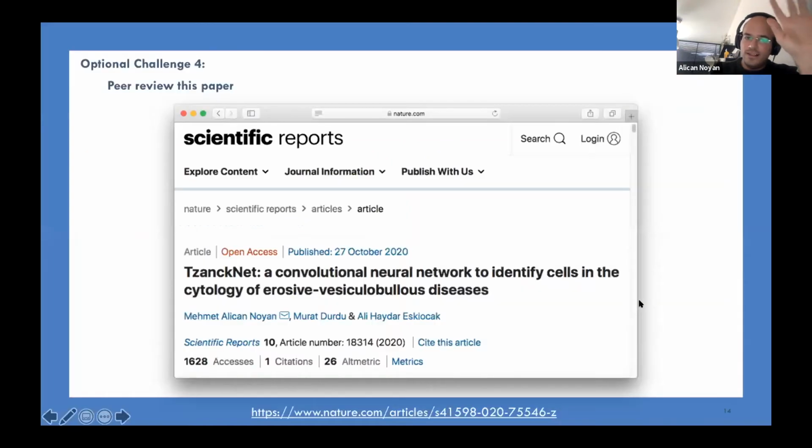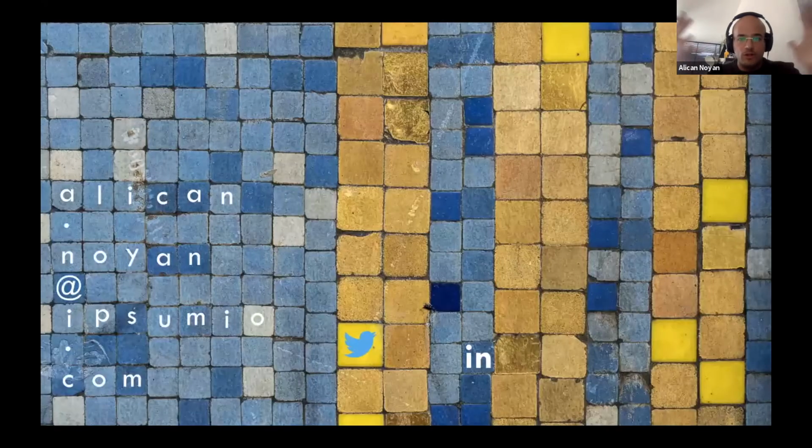And finally, an optional challenge. This is a paper we published a couple of months ago. You can peer review this paper as well. And I hope that you won't be able to find flaws in the paper, but let's see. You never know, right? This is optional as you wish. So that's it. You can always reach me via email, Twitter, LinkedIn, but I'll be here for the next couple of hours.